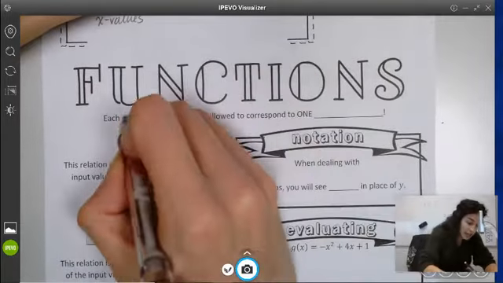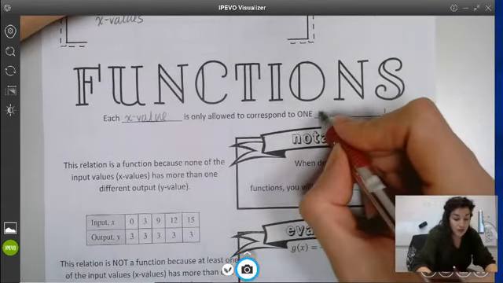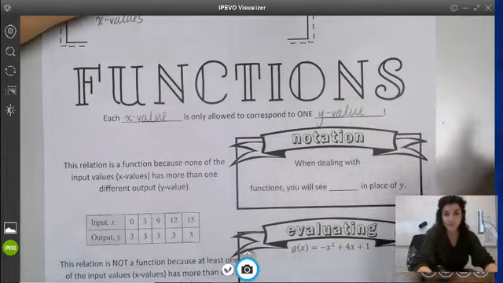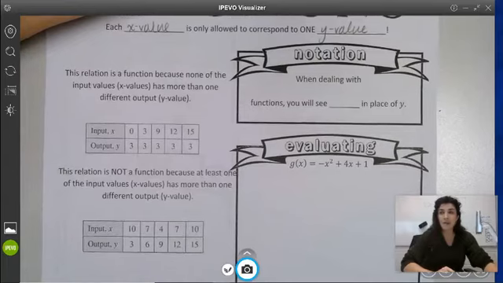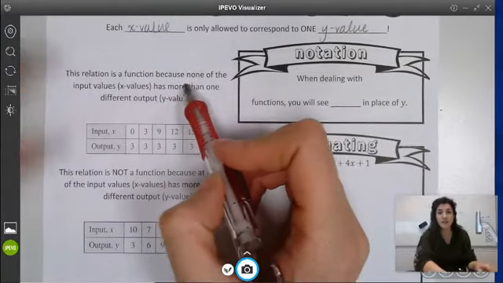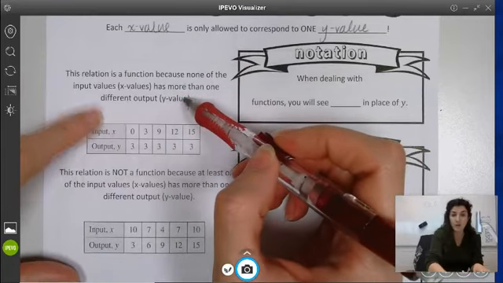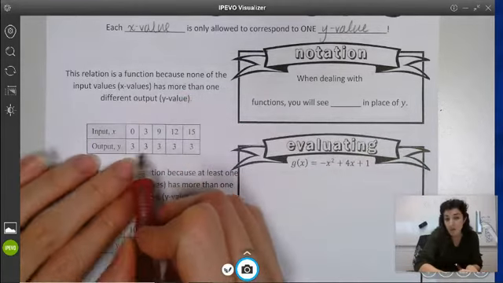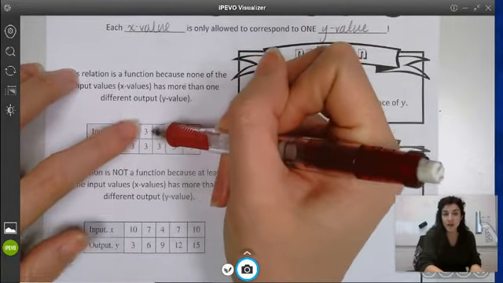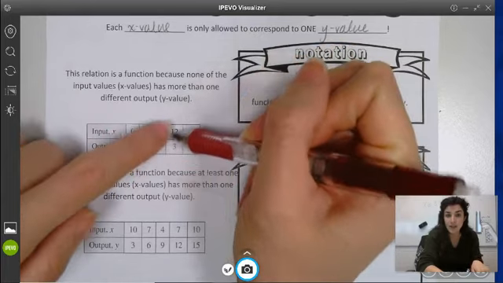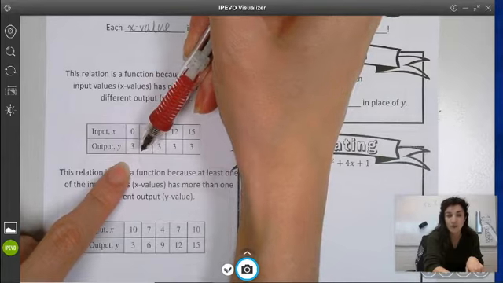Here it says, again, each x value is only allowed to correspond to one y value. So let's take a look at a few instances. This relation is a function because none of the input values, the x values, has more than one different output, y value. Notice that even though all of the outputs are the same, 0 only goes to 3. 3 only goes to 3, 9, 12, 15. So these all have just one output associated with it, right?